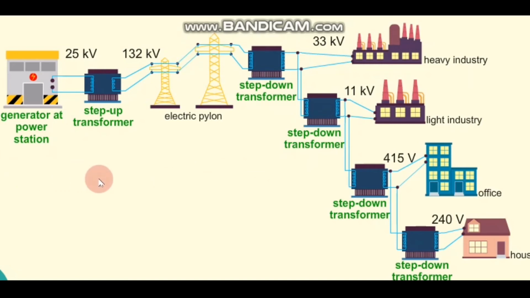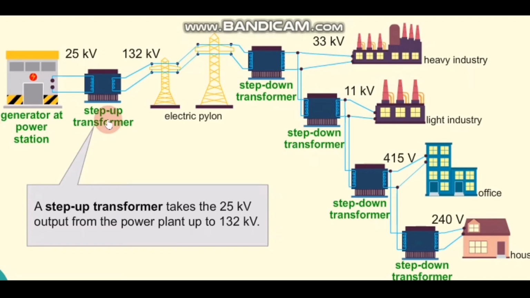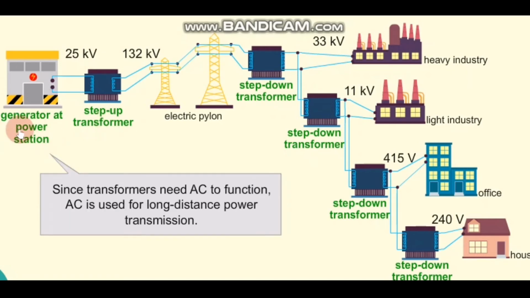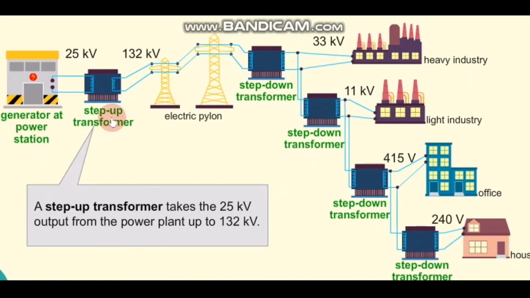At the power station, electricity is generated at 25 kilovolt, and this 25 kilovolt needs to be stepped up in order to reduce the power loss during transmission, and this is done by the step-up transformer. Since the transformer only works with AC, alternating current is used for long-distance power transmission. So the step-up transformer will increase the output from the power plant from 25 kilovolt up to 132 kilovolt.